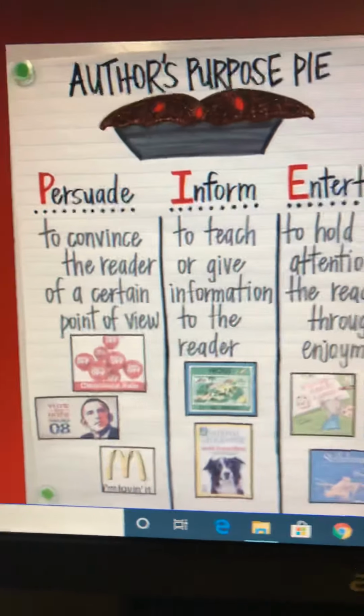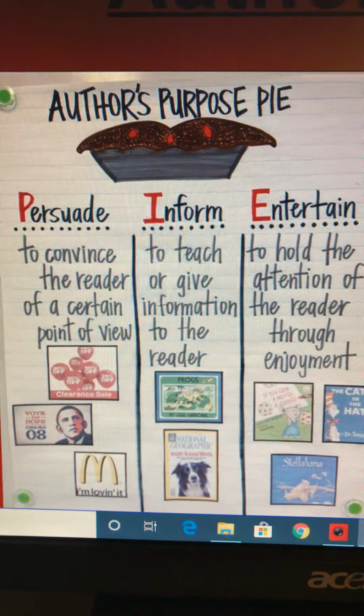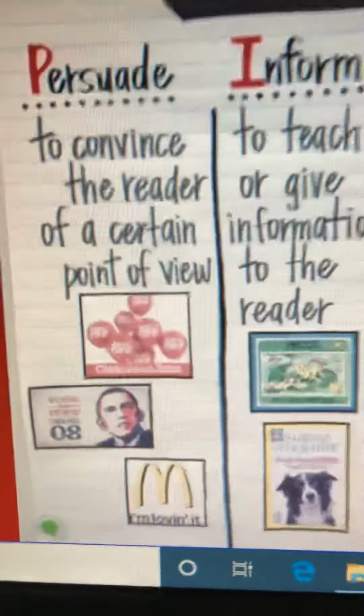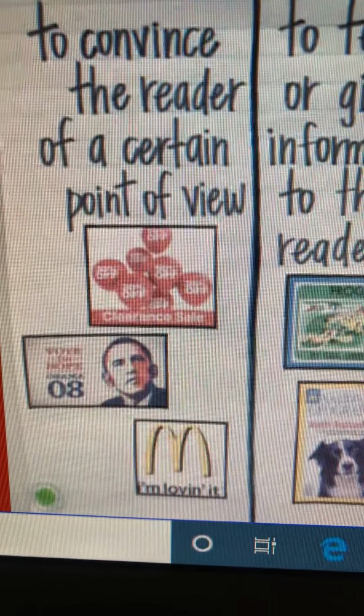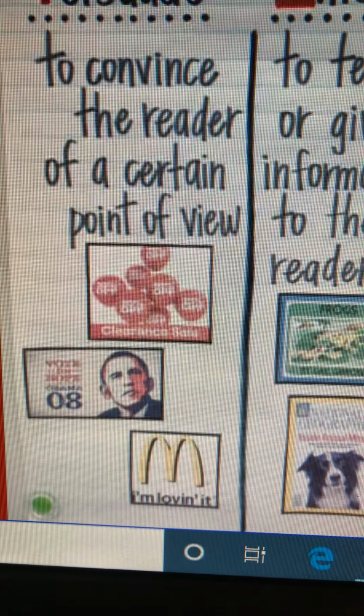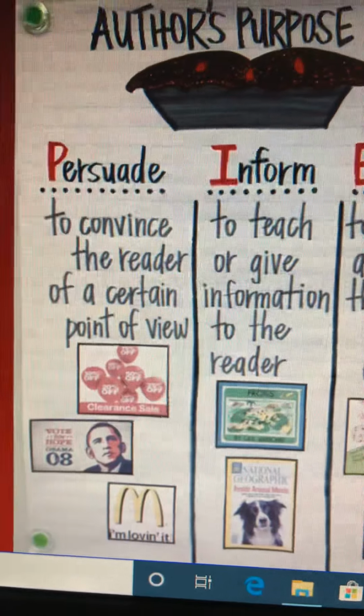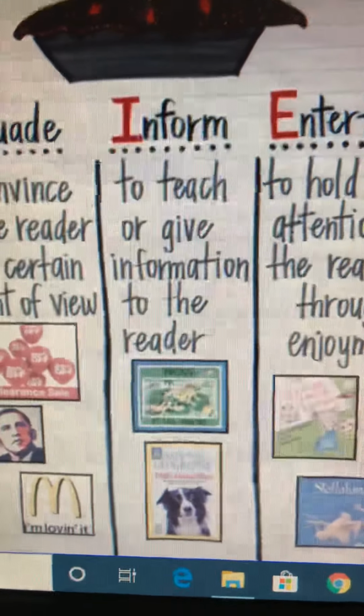So let's look first at persuade. Persuade means to convince the reader of a certain point of view. You can see in the pictures there's a sale ad, a campaign ad, McDonald's. Those would all be to persuade you to do something.